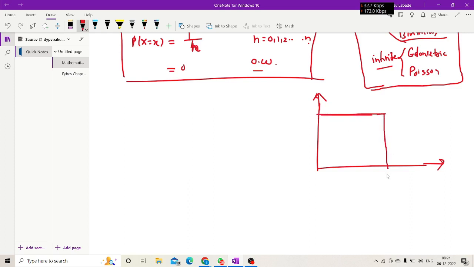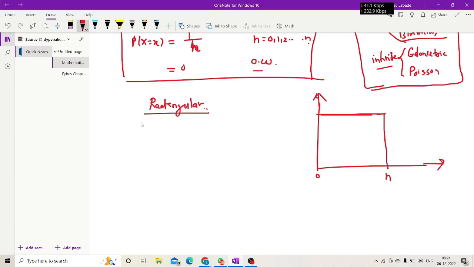Here there will be the values which lie between 0 up to n. So this is 0 up to n. So specifically it is also called the rectangular distribution. Okay, rectangular distribution.